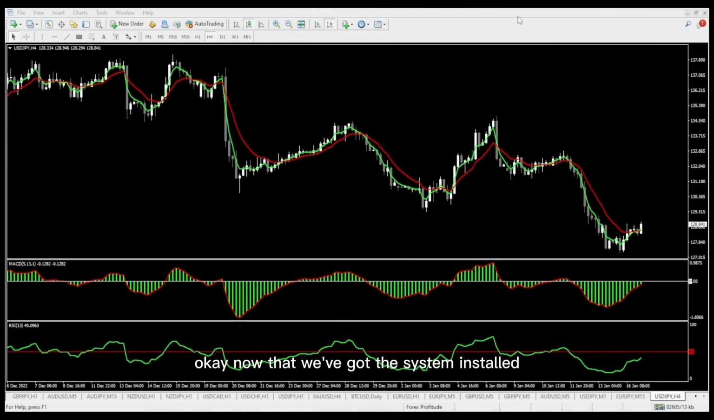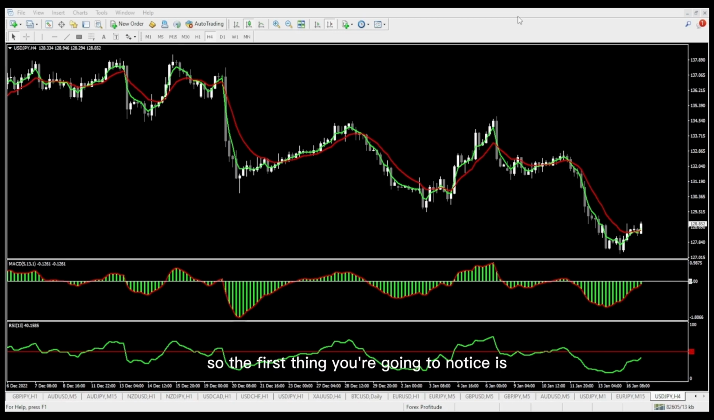Okay, now that we've got the system installed onto our platform, I want to show you exactly how this system works. Now, if you're not able to install the system onto a MetaTrader chart, I will break down all the indicators and what the settings are, so you can use this system on any platform that you want. We are going to take a look at the 4 indicators, and then from there, I'll show you what we're using these indicators for and how we are going to be using them to trade this system.